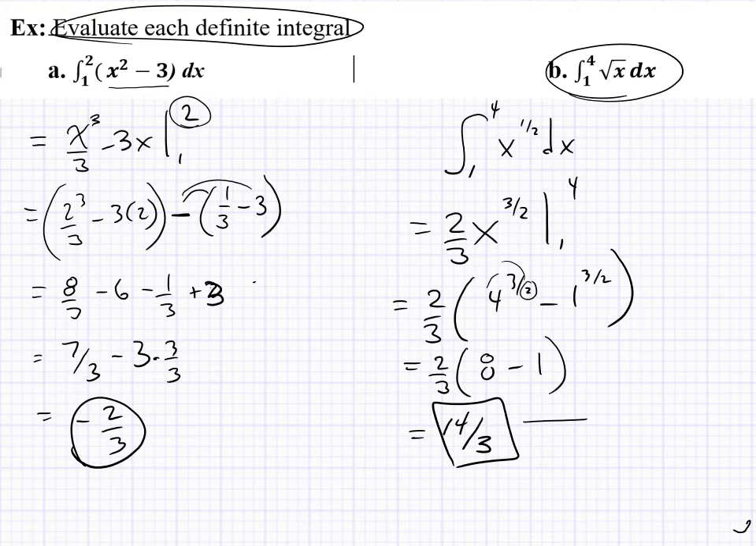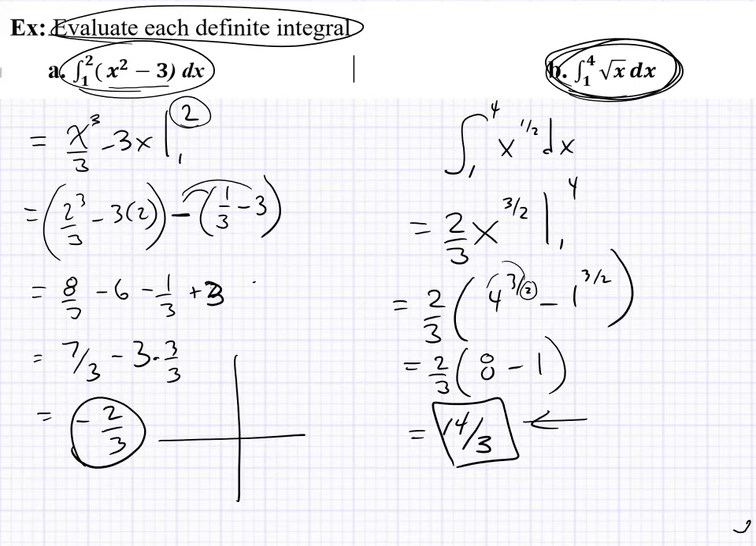Now, just because this number is positive doesn't necessarily mean it's an area. It all depends on how this function looks graphically. Let's look at the two of them. X squared minus 3 would be a parabola shifted down 3 units and look like this. It's going to hit the x-axis at square root of 3, which is roughly 1.7. And I'm doing the integral between 1, which would be over here, and 2, which would be over here.